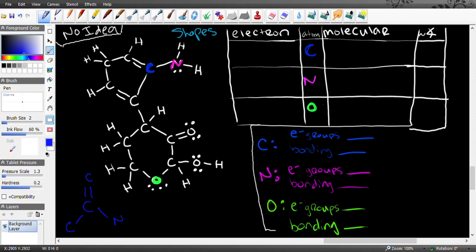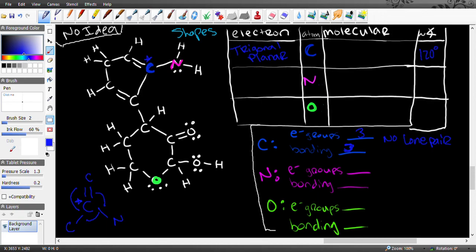So if we're looking at this one right here, how many electron groups does it have? You said 3, you're correct. How many of them are bonding? You said 3, you're correct. So it has 3 electron groups, 3 bonding groups, no lone pairs. So the electron geometry is going to be trigonal planar. That means if you turn it sideways, it'll be flat. And so your angle here is going to be 120 degrees. From here to here, from here to here, from here to here, all 120 degrees.